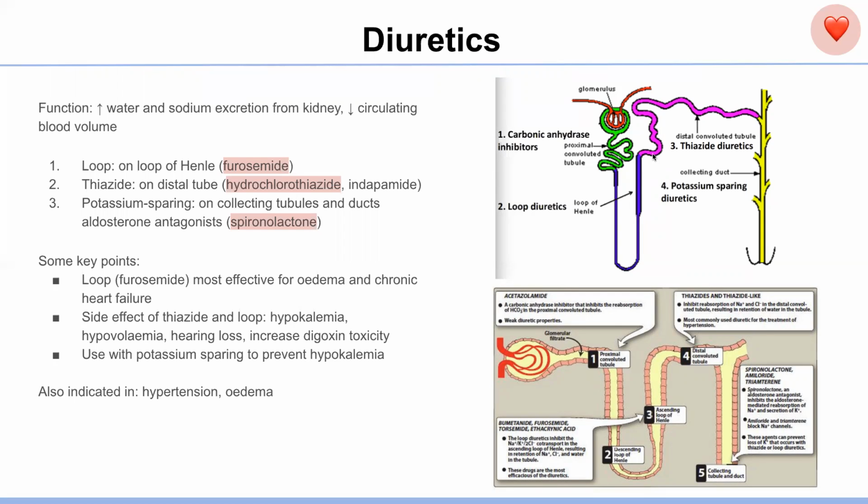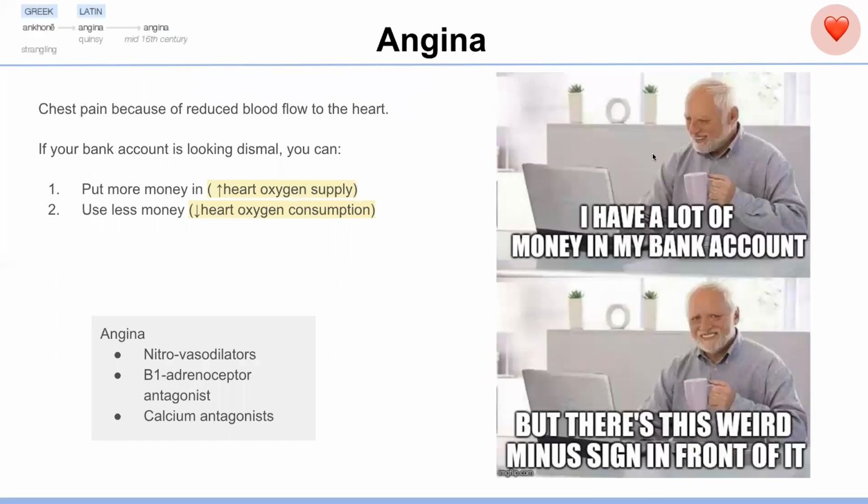Spironolactone is an aldosterone antagonist. Others, such as amiloride, block sodium channels.